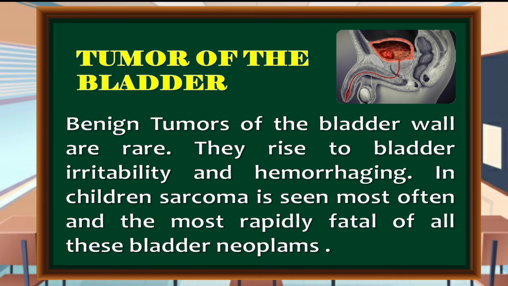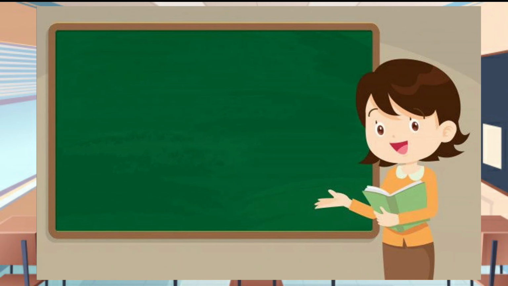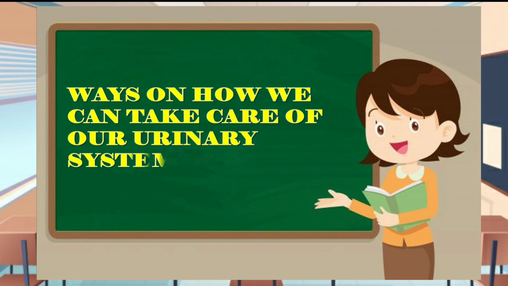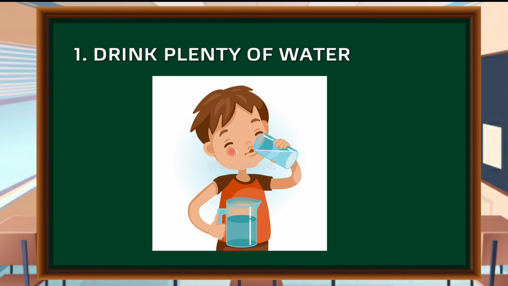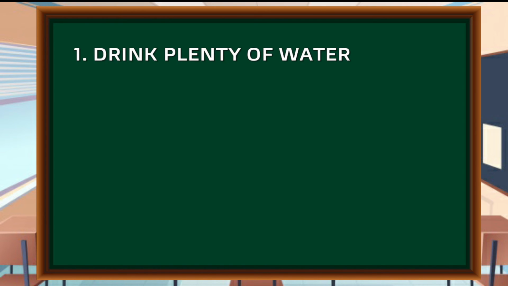Here are some ways on how we can take care of our urinary system. The first one is to drink plenty of water. A healthy adult needs about 6 to 8 glassfuls a day, or somewhat less when we take sufficient quantities of other liquids. We may need more after sweating from active sports or on a hot, dry day. Water is needed to dilute waste from our blood.